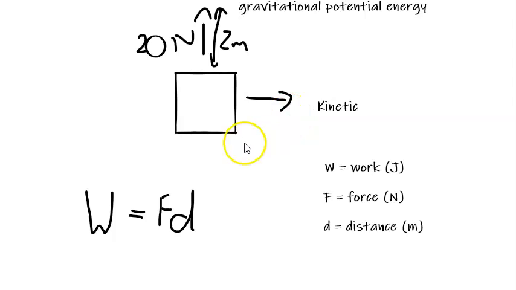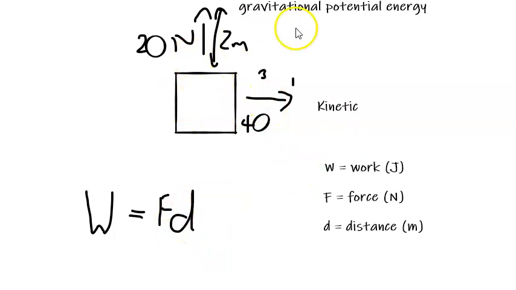Likewise, if we were to horizontally apply 40 newtons of force, and it was over a distance of 3 meters, then that would be 40 times 3, so we would end up with 120 joules of work.